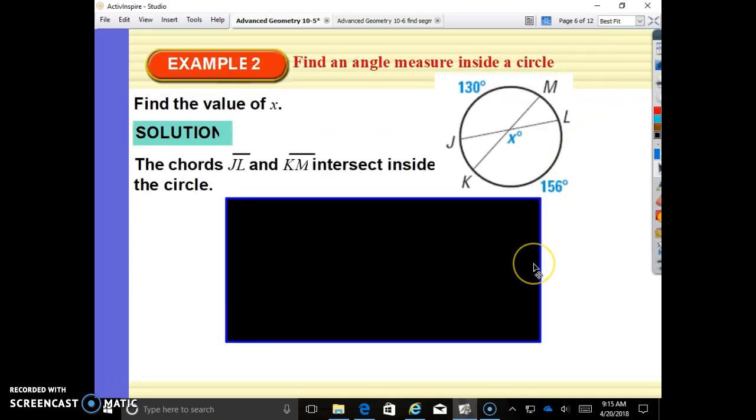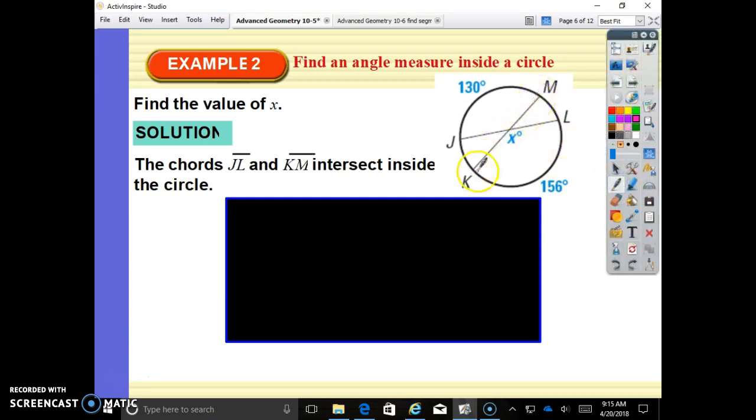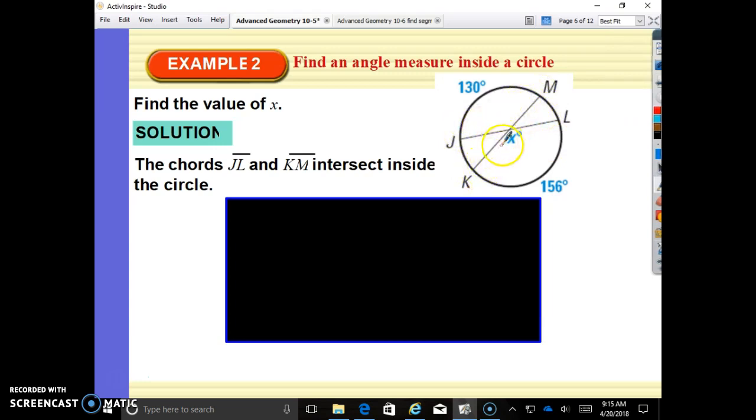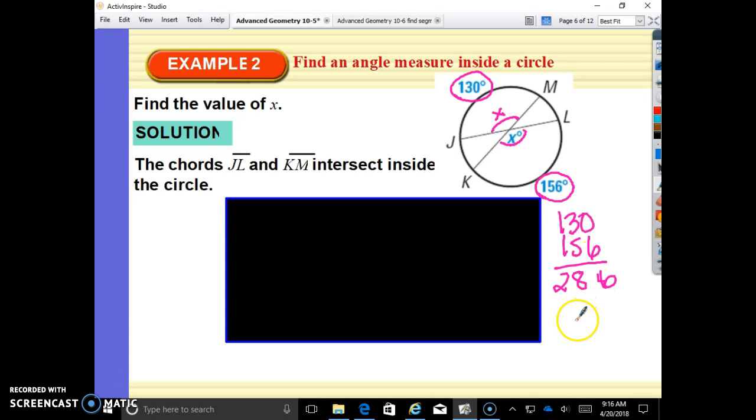Find the value of x. All right, so if we're looking for the value of x, we have two chords that are intersecting. We know this value of x is vertical with this angle, correct? So both of these angles are x. There is a rule for this. We average the arcs. This plus this divided by 2. 130 plus 156. 130 plus 156 is 286. 286 divided by 2?